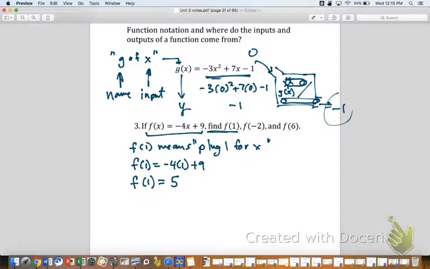I said this earlier, and I'll say it again: f of 1 is not multiplication. Please don't think that we need to divide by something at the end. It simply means that the name of the function is f and the input is 1. And what does this equals 5 mean?